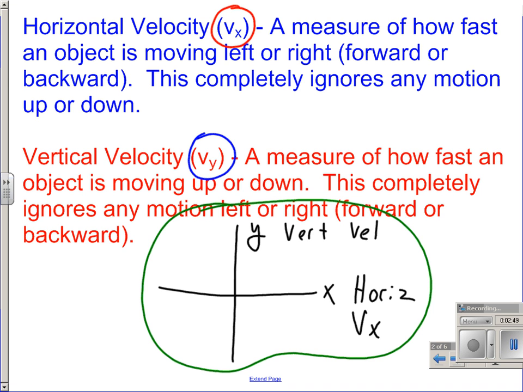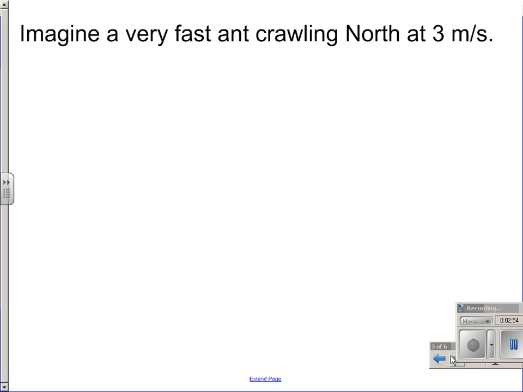Okay, so let's do a couple of really simple examples, all right? So first of all, I would like you to imagine a very fast ant crawling north at 3 meters per second. Okay, so here's our ant. Why his face is on the top of his head, I don't know, deal with it. So there's your ant. All right, he's going to crawl north. So he's right here, and he's going to go like that, north at 3 meters per second.